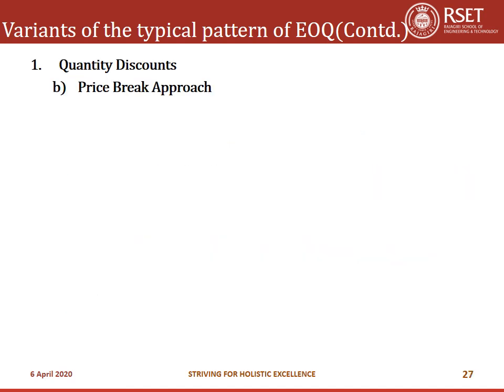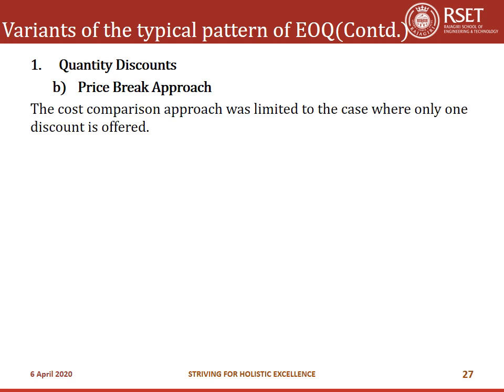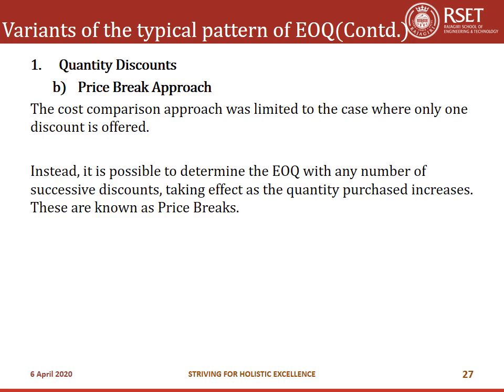Now, another discount that is available is price break approach. That is, the cost comparison approach was limited to the case when only one discount was offered. Now, that is not the scenario usually. It's possible to determine the EOQ with any number of successive discounts taking effect as quantity purchased increases. That is, the vendor is telling you that if you buy 8 units, I'll give you 50% discount. If you buy 10 units, I'll give you 75% discount. So the discount rate is varying as the quantity purchased is increasing. And so these are known as price breaks.